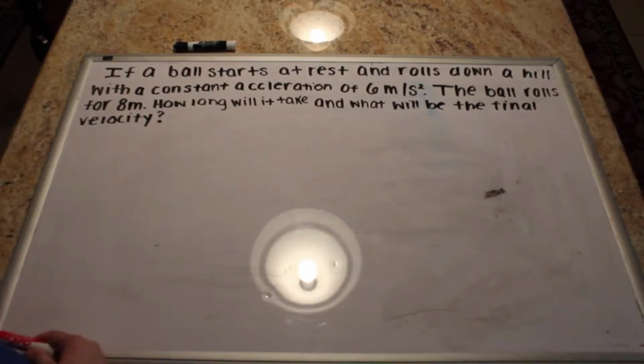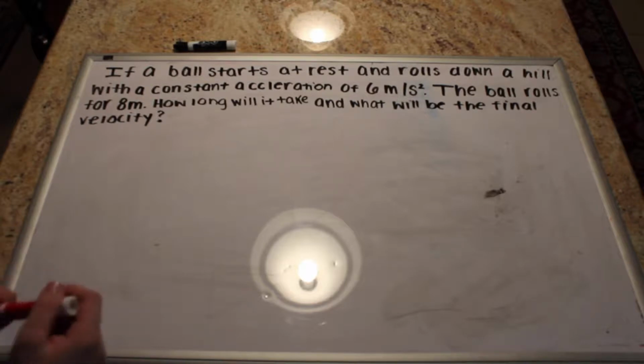A ball starts at rest and rolls down a hill with a constant acceleration of 6 meters per second squared. The ball rolls for 8 meters. How long will it take and what will be the final velocity?